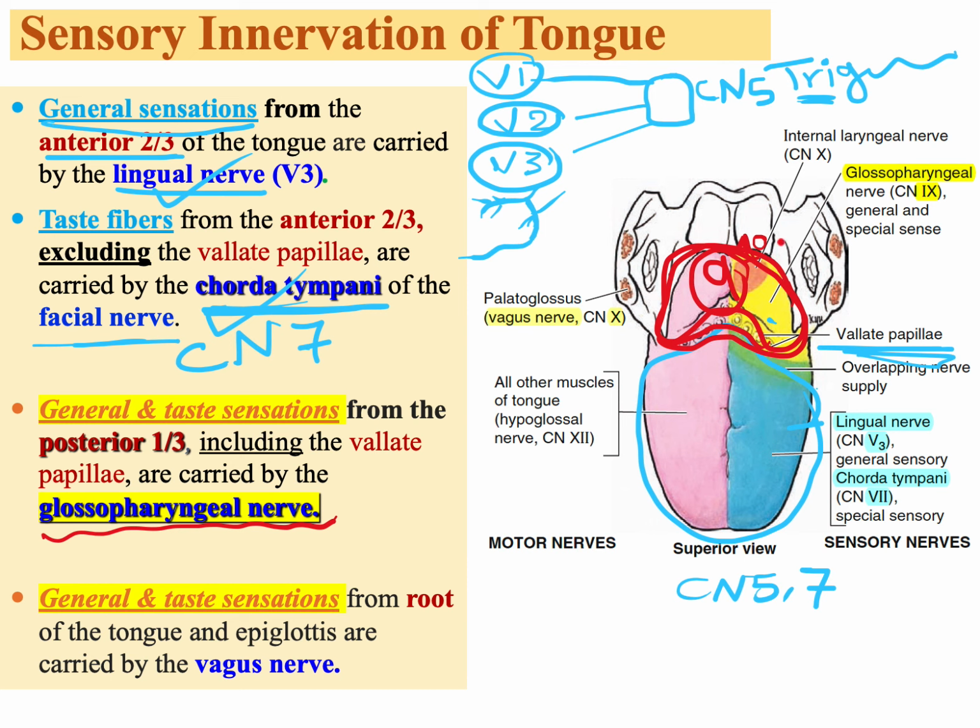Now, the general and taste sensation also from the root of the tongue and epiglottis as well, which is a part of the larynx, both are carried by vagus nerve, cranial nerve number 10. Very simple and very easy to remember and very important.